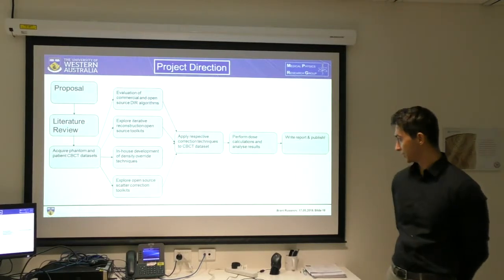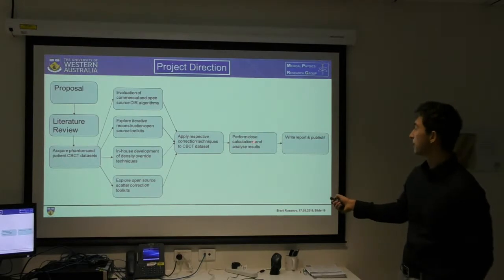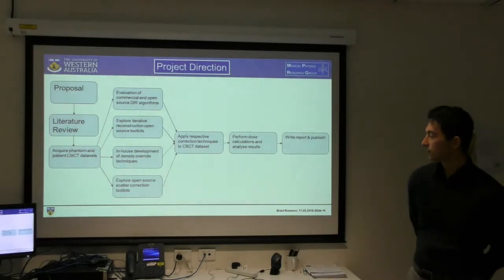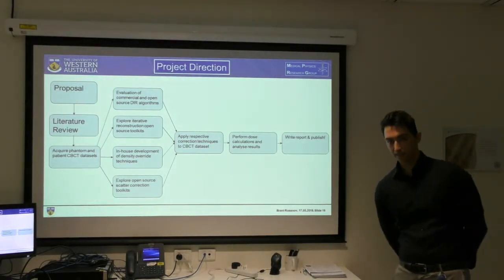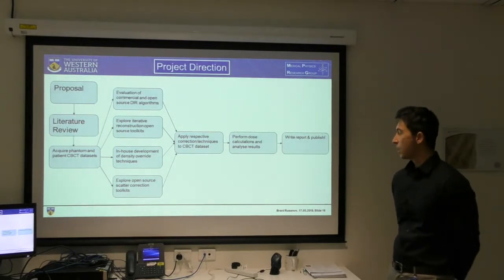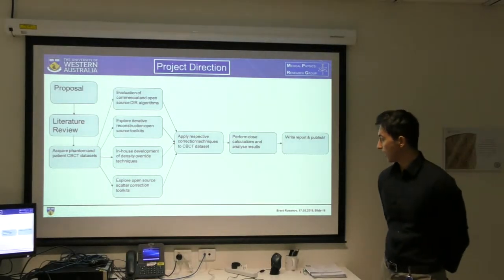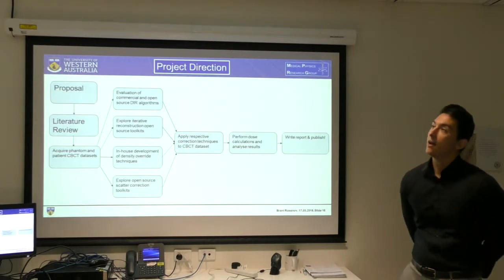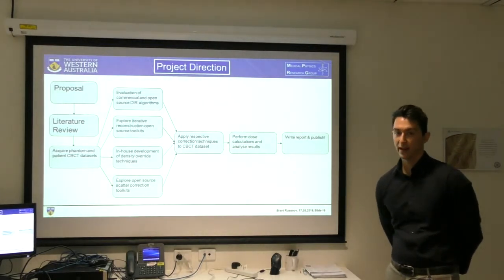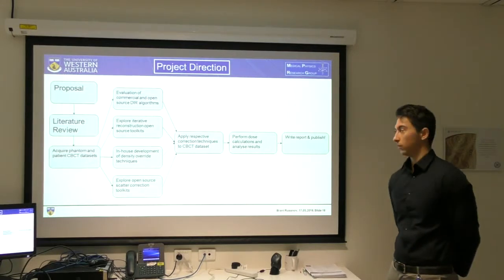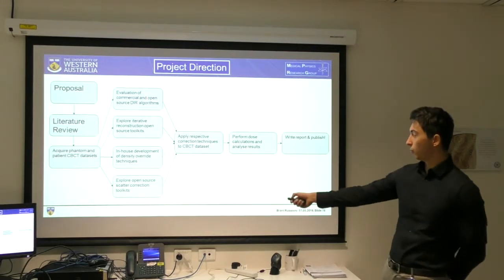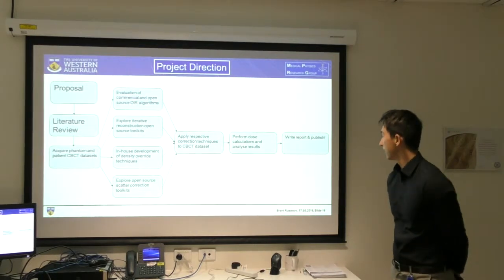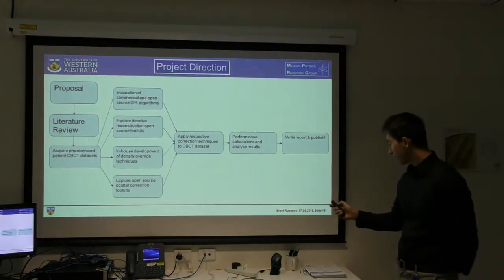So I will apply the respective correction techniques to the CBCT datasets, and then I will perform dose calculations and analyze the results. So with these dose calculations, I will perform them first in a planning CT, so you have your dose volume histograms and whatnot. And then the same calculation methods are performed on the CBCT image, and the aim is to actually compare how close the dose on the CBCT image is to that on the planning CT, and that will tell you how effective whichever method was used to correct the CBCT is. And once those comparisons are made, I will write my report and hopefully publish.